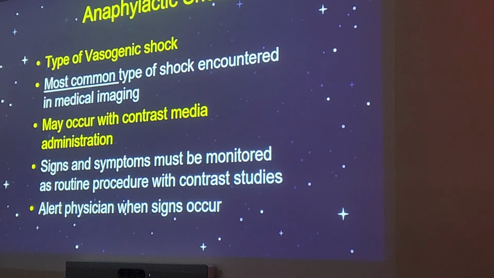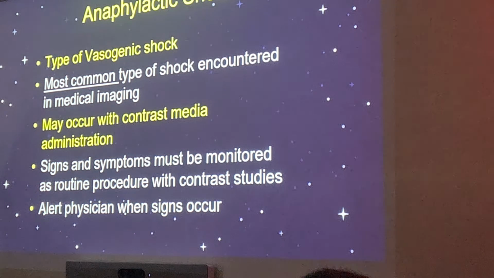Shock. So like I said, it's a type of vasogenic shock. It's the most common type of shock encountered in medical imaging. Because it happens a lot in which department? CT. Of course, the most often thing that happens is contrast media reaction.